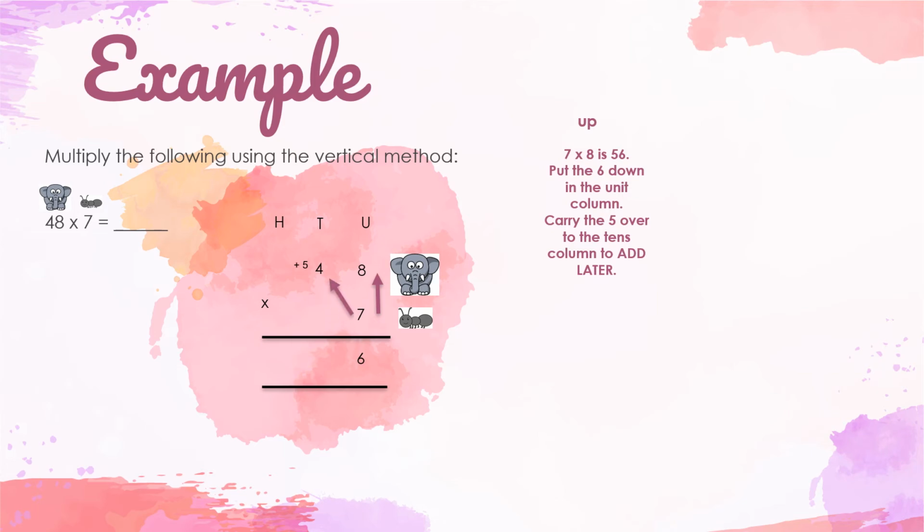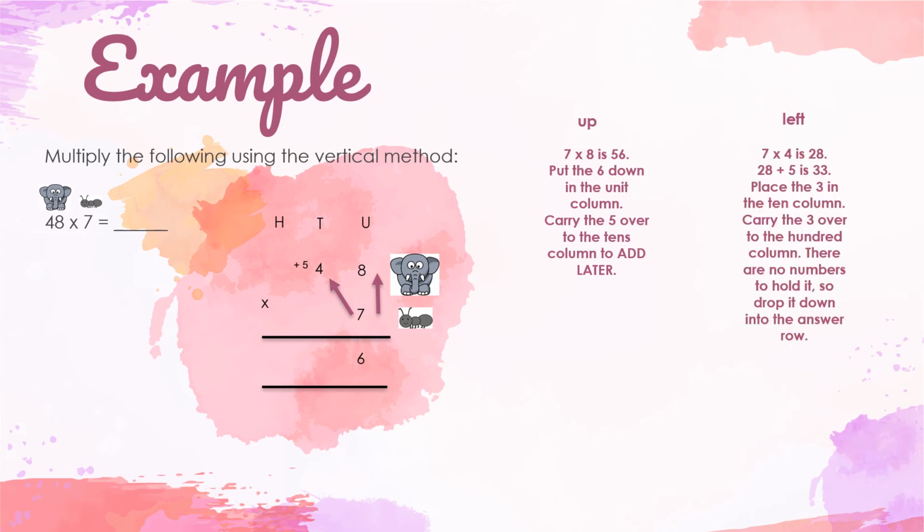Okay, the next dance move is left. So 7 times 4 is 28, and 28 plus 5 is 33. So we're going to place the unit number 3 in the tens column, and then we're going to carry the 3 over to the hundreds column, but because there's no numbers to hold it there, we're going to just pop it into the answer row. So our answer there is 336.